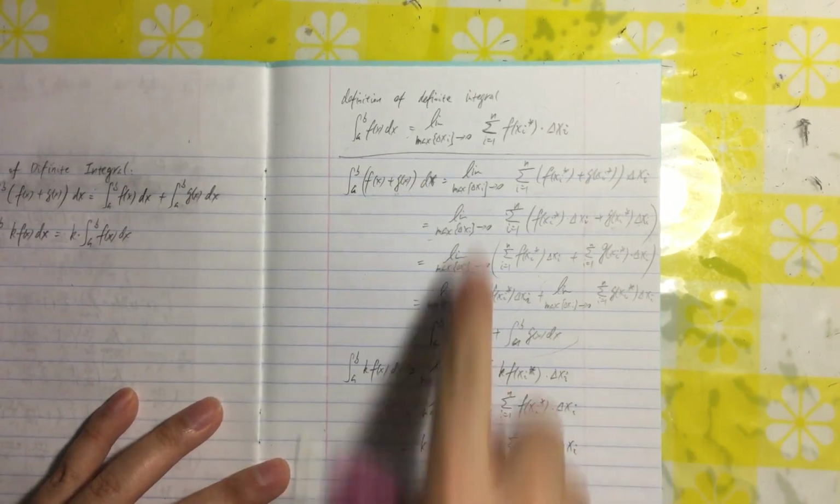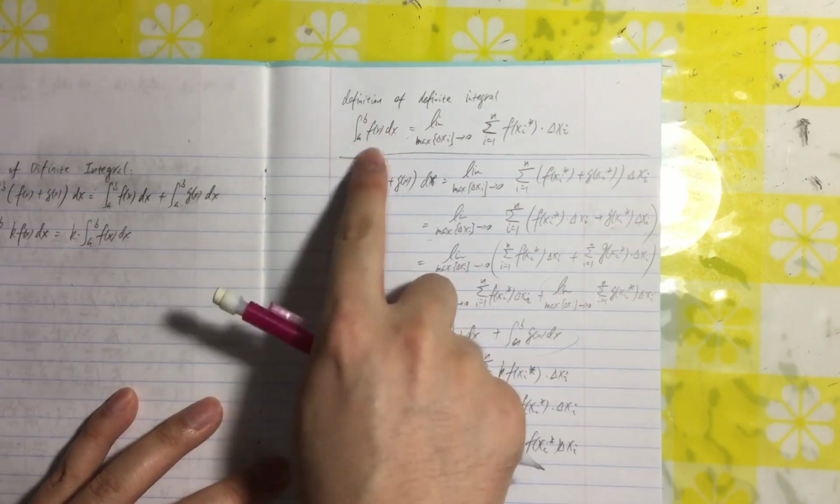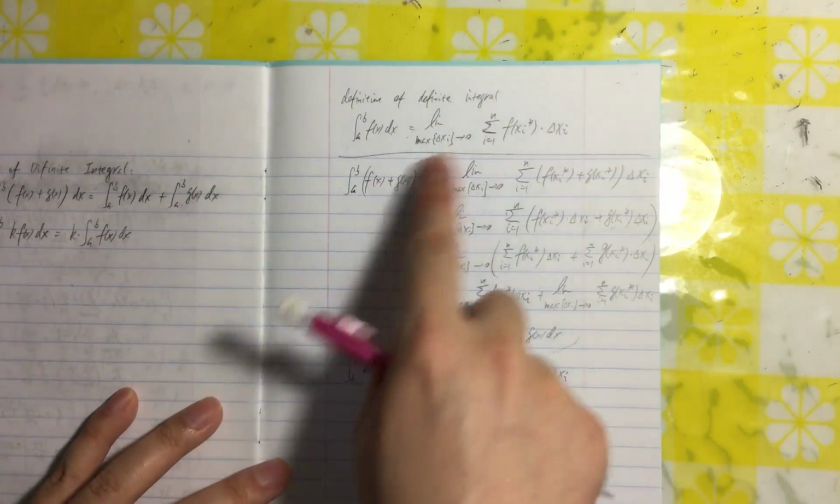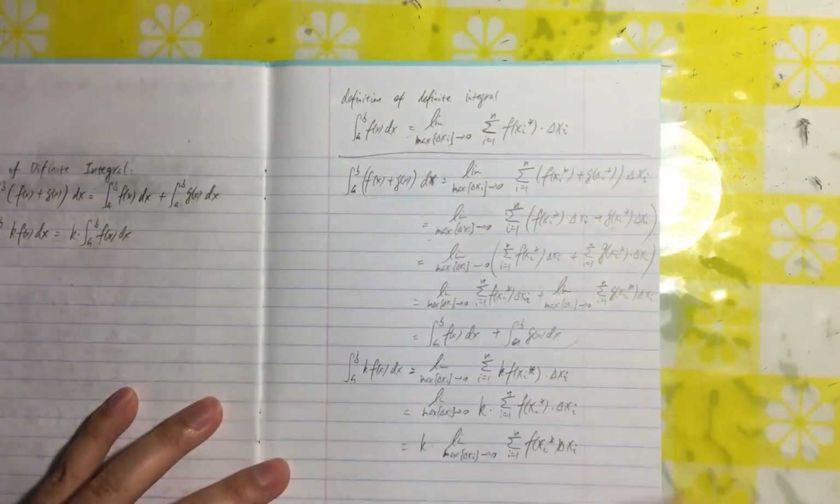And this is integral from a to b, f of x dx. This looks exactly the same as this limit here. So I get k times integral from a to b, f of x dx.